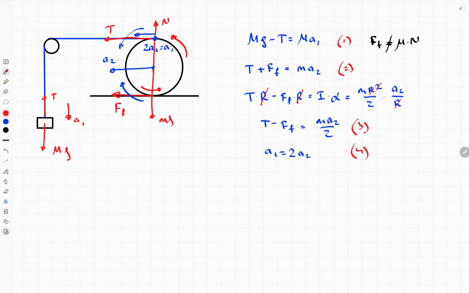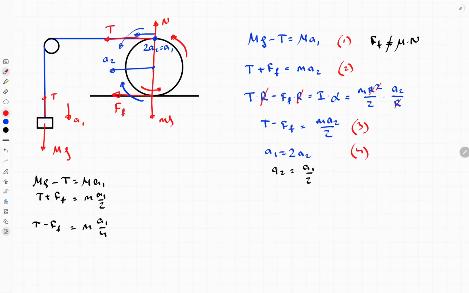First there is the math, and let's do it very quickly. Let me replace A2 with A1 over 2, because we need to find A1. Let me copy equation number 1: mg minus T equals MA1. Equation number 2: tension plus friction force equals ma1 over 2. Equation number 3: tension minus friction force equals m a2 over 2, which means ma1 over 4.